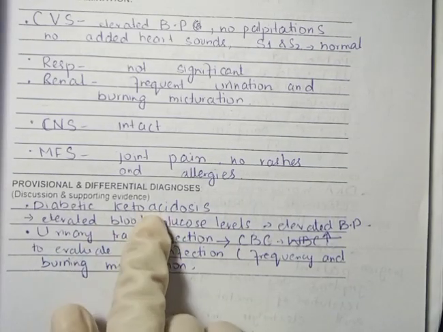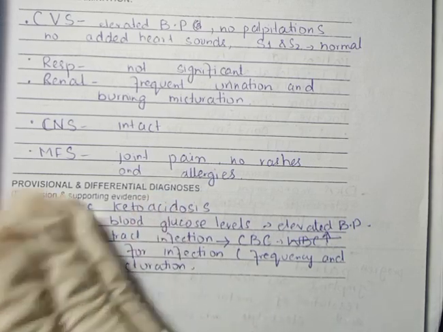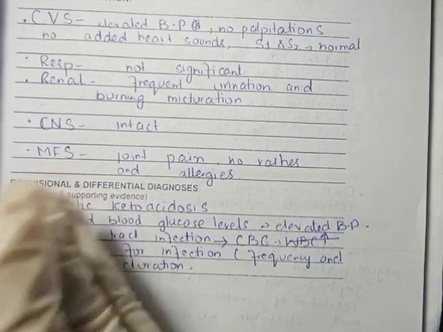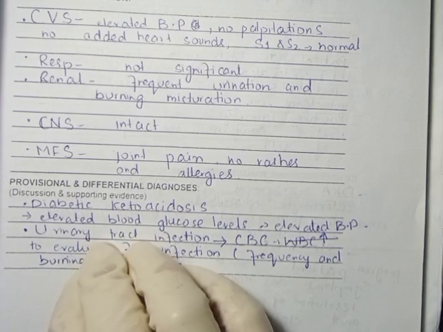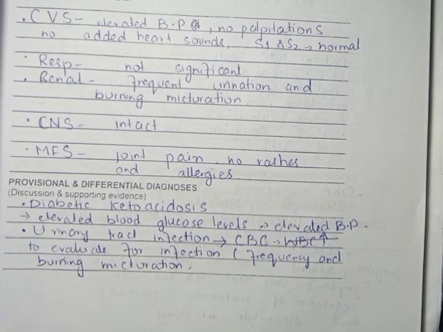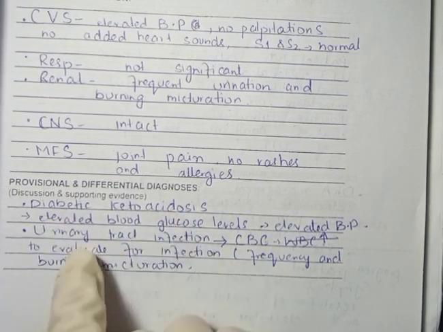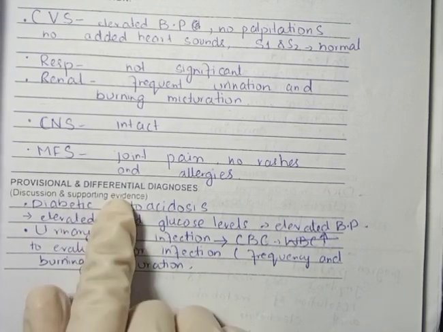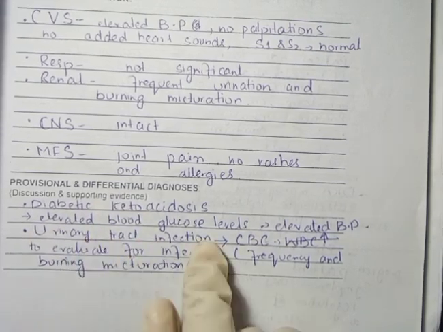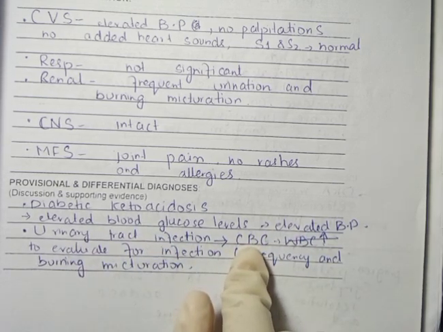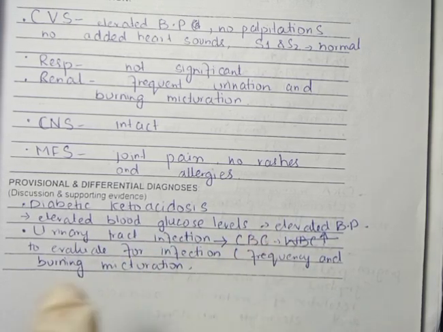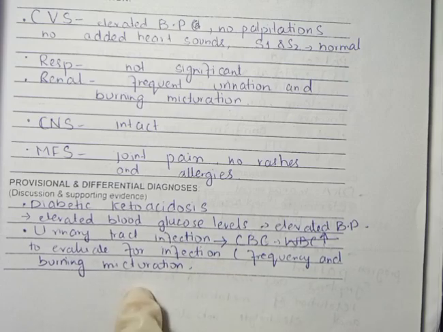Here comes provisional diagnosis and differential diagnosis. This diagnosis is actually made on the basis of the symptoms presented by the patient and what we are suspecting. In this patient, we concluded that she might be having diabetic ketoacidosis. Then we write discussion and supporting evidences for our diagnosis, which includes elevated blood glucose levels, elevated blood pressure, UTI, for which we'll go for CBC, complete blood count, to evaluate for infection, frequency, and burning micturition.